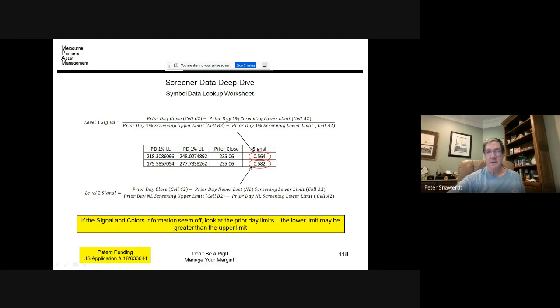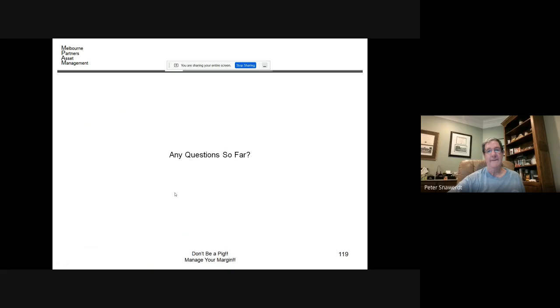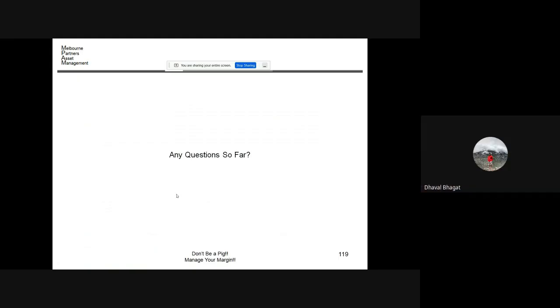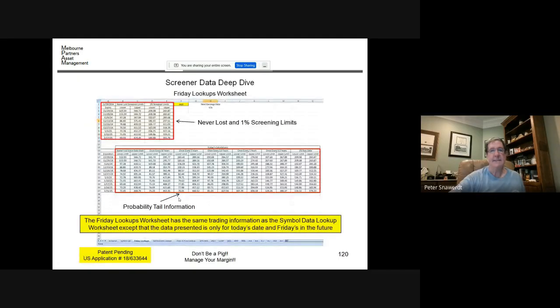Note that there's nothing in either calculation that stops the lower limit from being greater than the upper limit. It can happen, and it does. Any questions on this so far? All right. Go ahead. No, keep going. All righty, excellent.